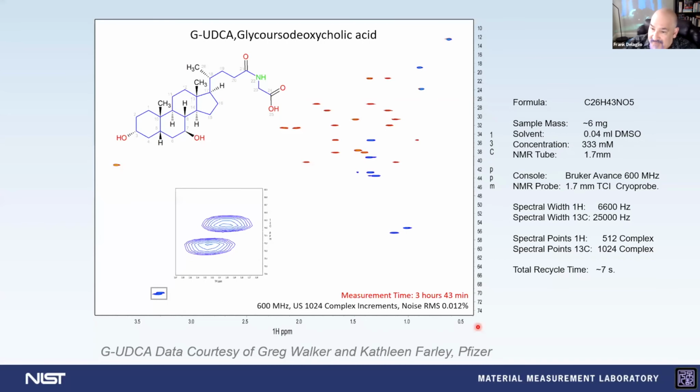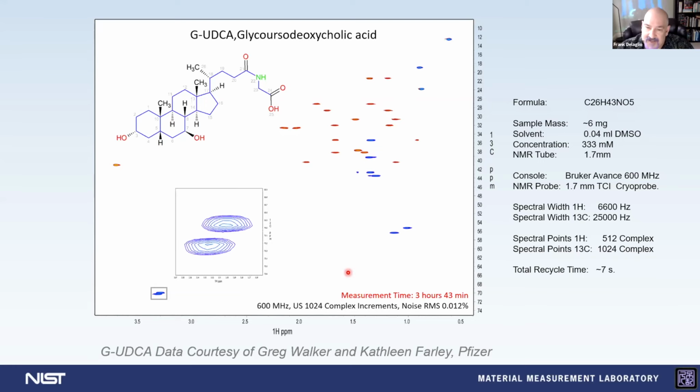Now, let's turn our attention to a specific small molecule example. And this was an example that was provided by our colleagues at Pfizer, Greg Walker and Kathy Farley. So the examples that we're going to see are of this bile acid here. And to figure out what's going on, we're going to highlight the details of this little doublet down here, which is drawn in an expansion. Okay. This particular 2D proton carbon spectrum was measured with 1,024 complex increments in the indirect dimension, which in this case took about 4 hours. And at this resolution, you can look at this doublet and see things nicely separated.